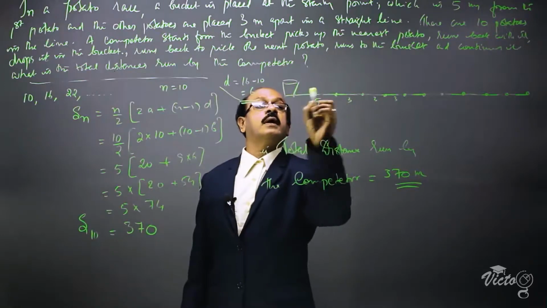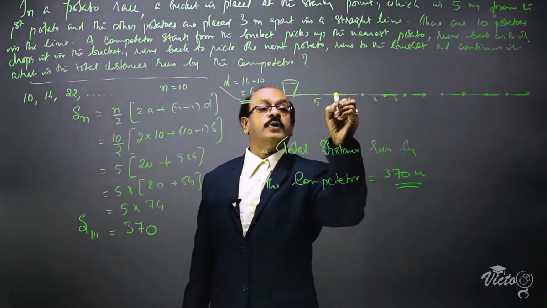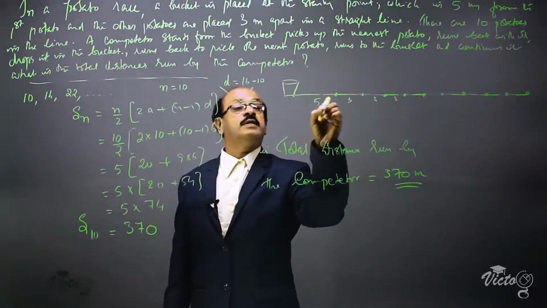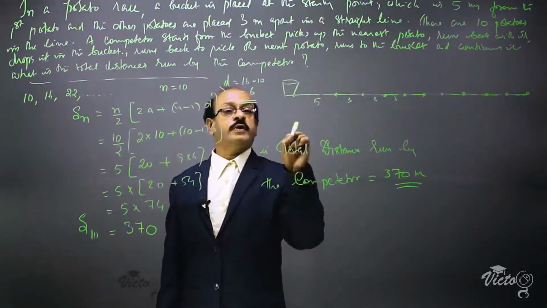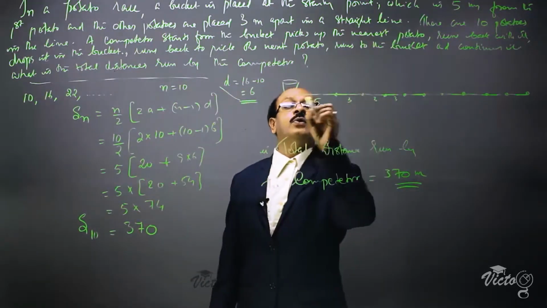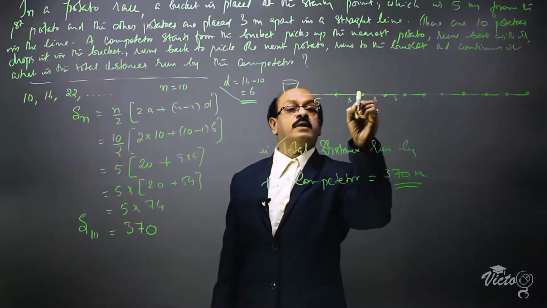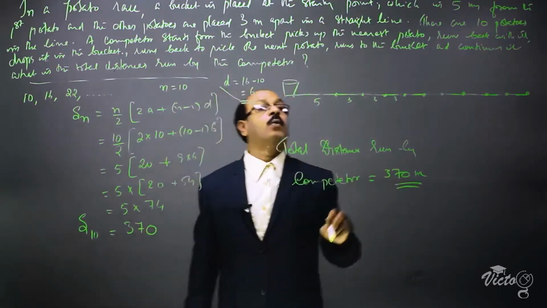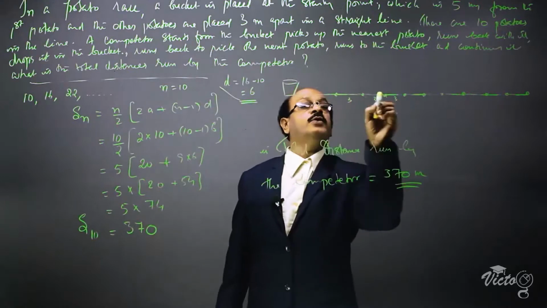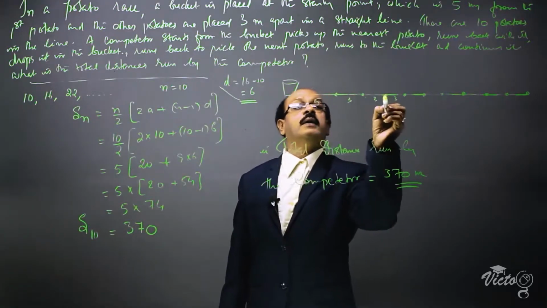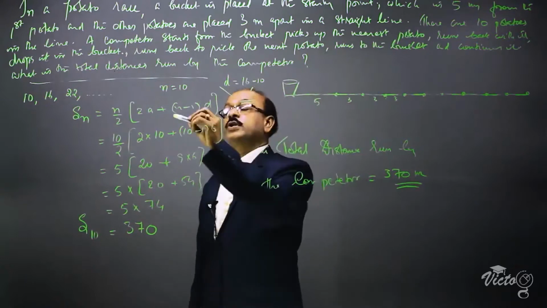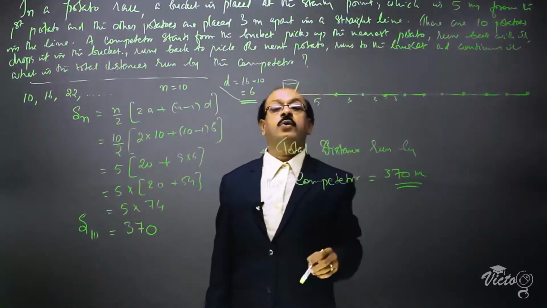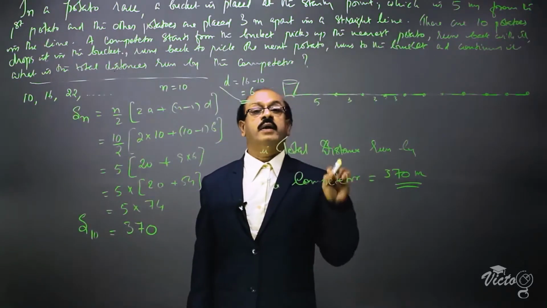That is, first running 5 meters, taking the potato and bringing it back to the bucket, putting it in the bucket. The distance run by the competitor is 10 meters. Now to the second potato, taking the potato, 8 meters is run. Then coming back to the bucket, it is 8 plus 8, 16 meters is run. Now coming to the third potato, 11 meters is run, and coming back to the bucket, it is 11 plus 11, 22 meters is run, and so on, continuing till the 10th potato is taken. So the total distance run is 370 meters.